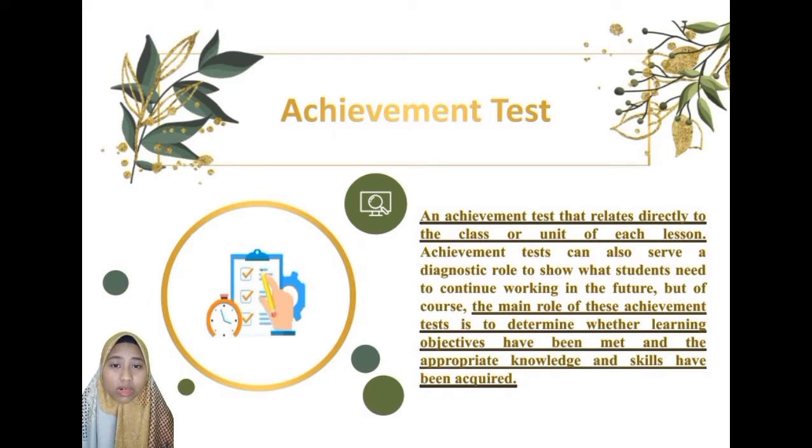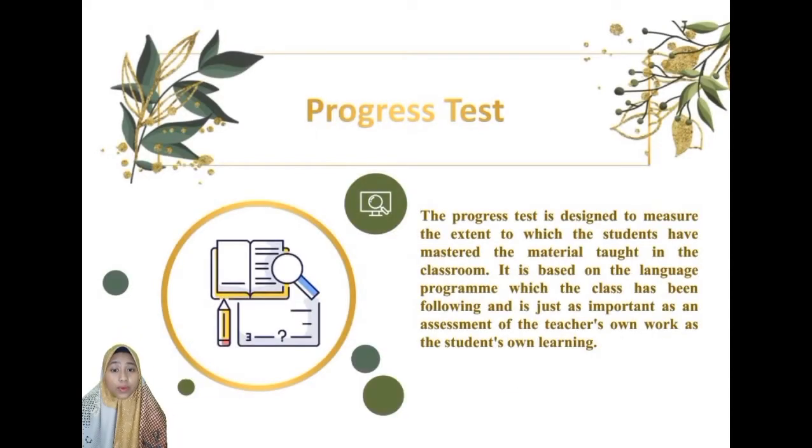So it's important for our students, because as you can see on your screen, the main role of an achievement test is to determine whether learning objectives have been met and appropriate knowledge and skills have been acquired. So after we teach them, we can know about their quality, their knowledge, and the material that we have given them. Well, that's about achievement tests. And how about progress tests?